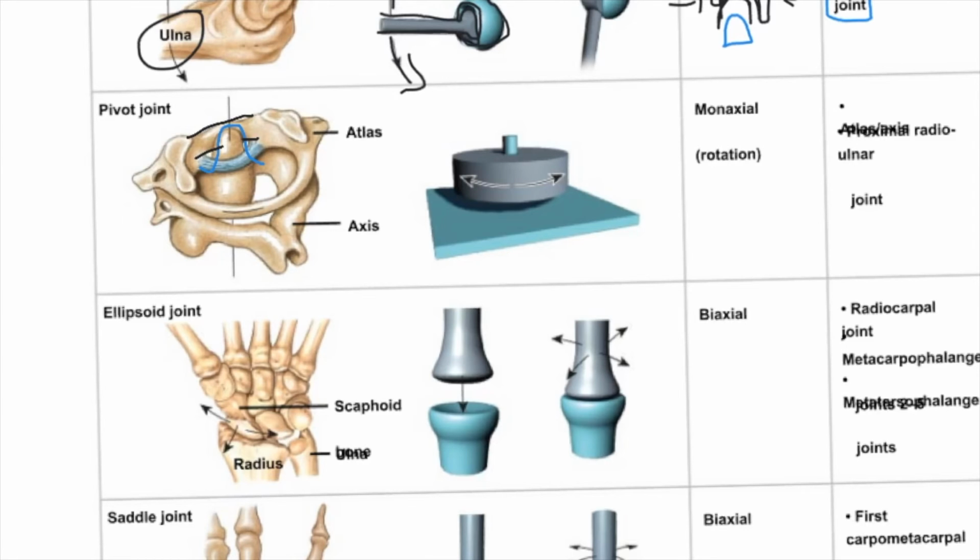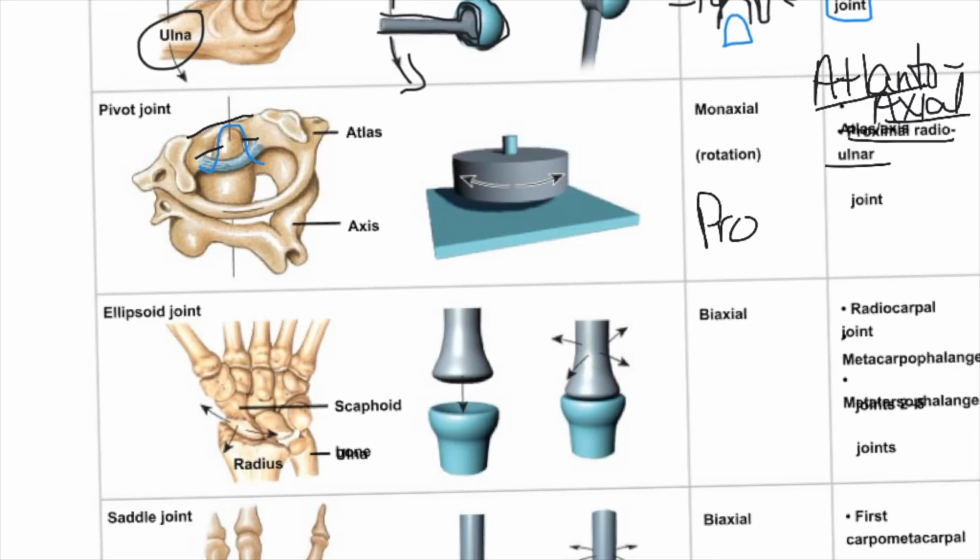So that is called, this slide is a little messed up, but it's the atlanto-axial joint. Okay? Atlanto means the atlas, axial means the axis. Atlanto-axial joint.